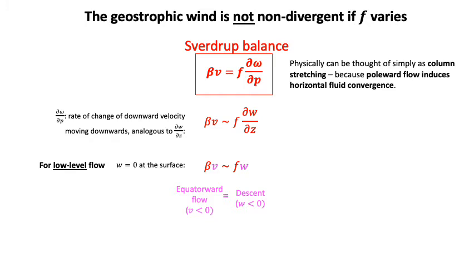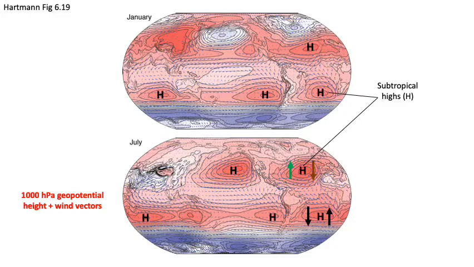So you're going to have divergence, and you're going to have air sucked downwards. You're going to force descent. And if you have poleward flow, then you expect there's horizontal convergence, and so air has to move upwards then. So you're going to have ascent. So there's an asymmetry here in the vertical velocities associated with poleward versus equatorward flow, low-level flow.